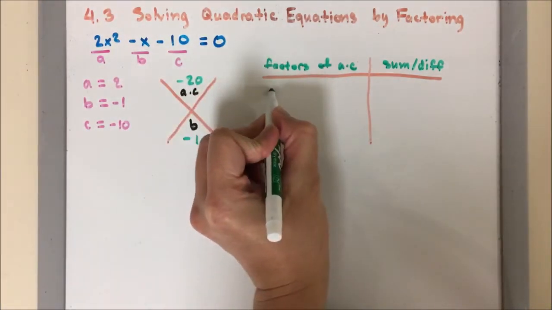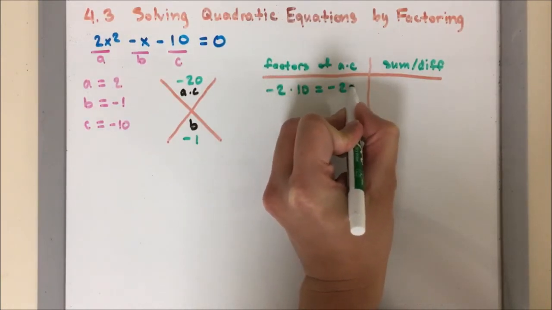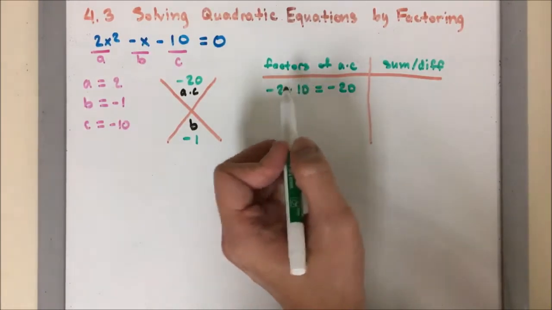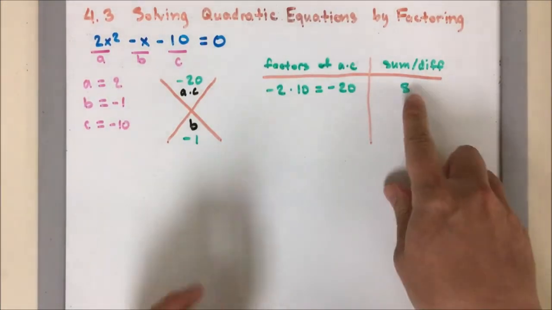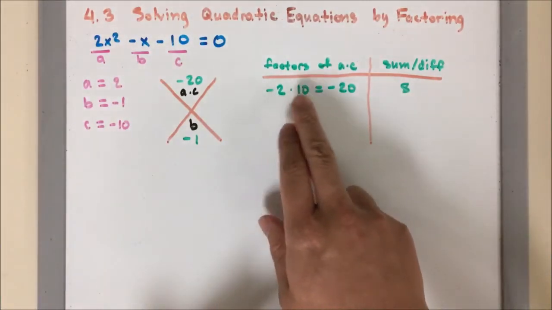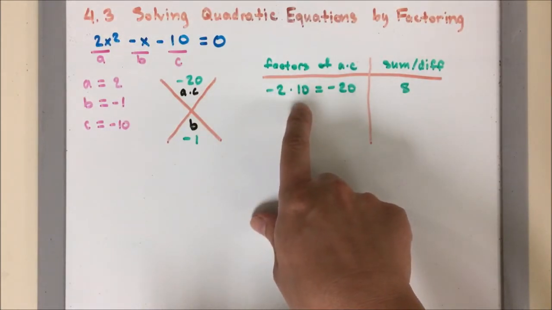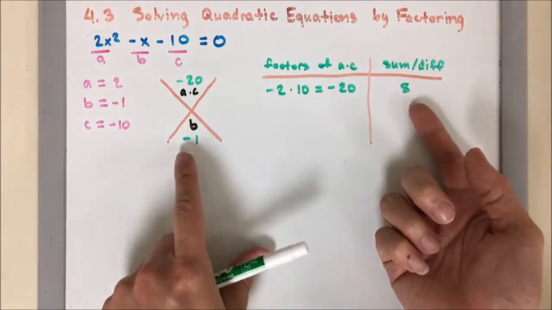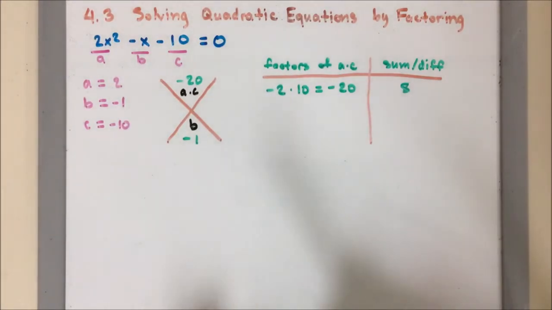So let's try negative 2 times positive 10. When you multiply, that does give you negative 20. But if I combine negative 2 with a positive 10, my sum and difference is positive 8. So that does not match with negative 1. So I can't use negative 2 and positive 10. And even if I switch the negative to the 10, when I combine the two factors, I'm not going to have a B value or the sum and difference matching with my B value. So let's try another one.